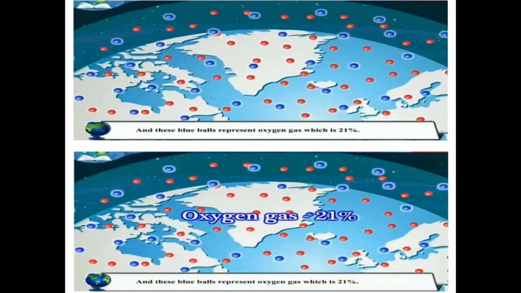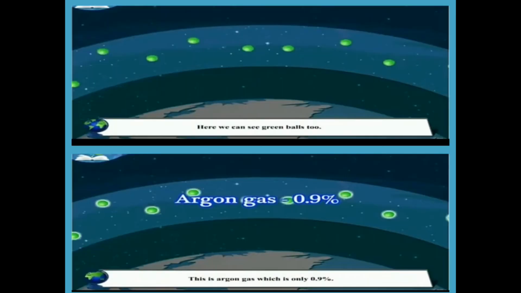Students, in this slide you can see more blue balls, and these blue balls represent oxygen gas, whose proportion is 21% in the atmosphere. Students, here we can see green balls too. These green balls represent argon gas, whose proportion is only 0.9% in the atmosphere.